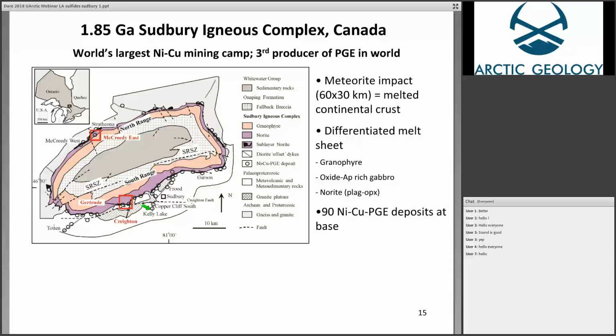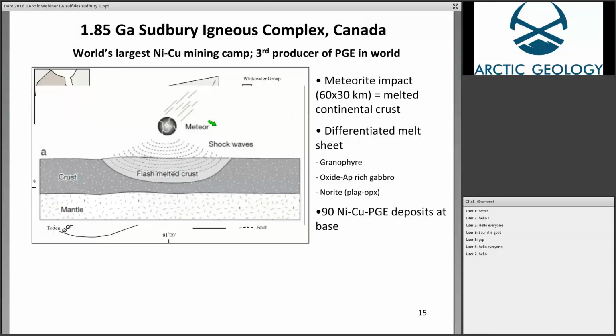It has this elliptical shape because, in fact, it is a meteorite impact that flash melted the crust. Here is a schematic from Barnes and Lightfoot 2005 showing the meteorite flash melting the crust. This melt sheet then differentiated into essentially a base of norite, then an oxide, apatite-rich gabbro, and on the top a felsic granophyre.